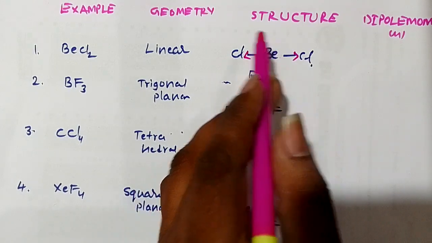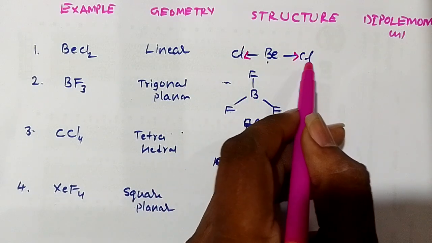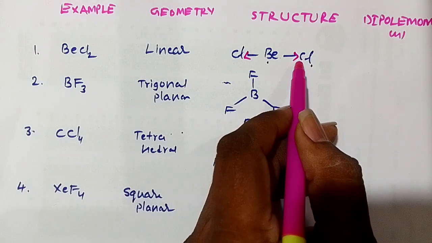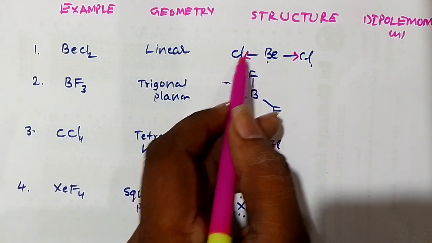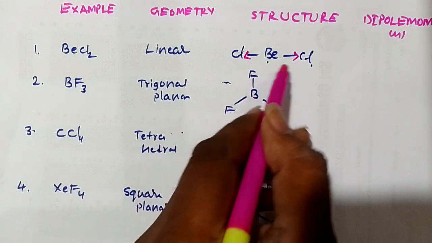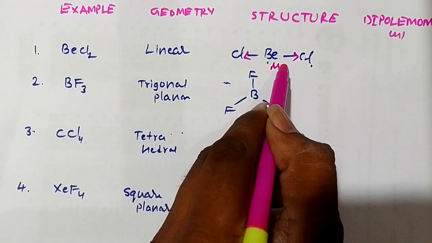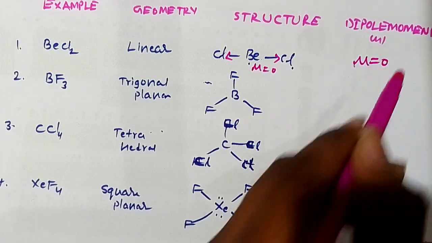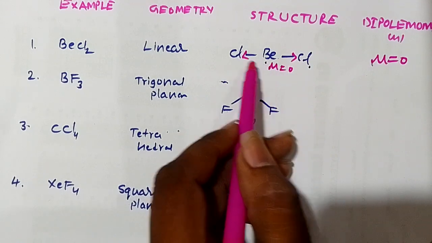For example, we assume chlorine, being more electronegative, is attracting the bonded electrons towards itself with some force. At the same time, the other chlorine atom is attracting the bonded electrons towards itself with the same force. So the resultant force becomes 0. That means the net dipole moment is 0. That's why here the dipole moment is equal to 0, because it is a symmetrical shape, a symmetrical structure.